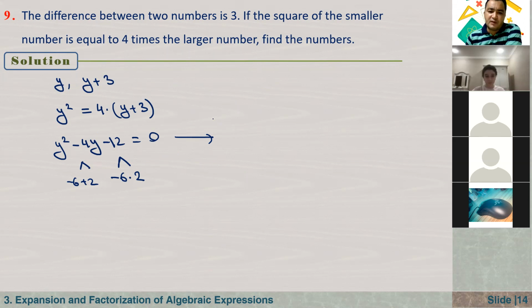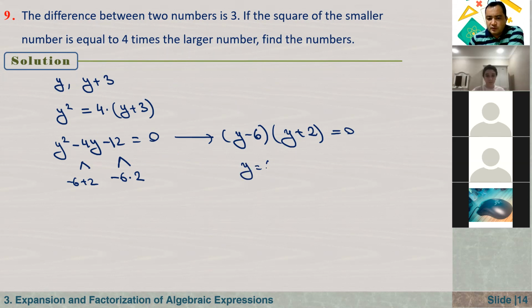It works, so we can factorize it as y minus 6 and here we have y plus 2. That's equal to 0. Now from here, we know that y should be equal to 6 or y should be equal to negative 2, right? And it doesn't say anything. Is it positive or negative, right? So we have two possible answers.